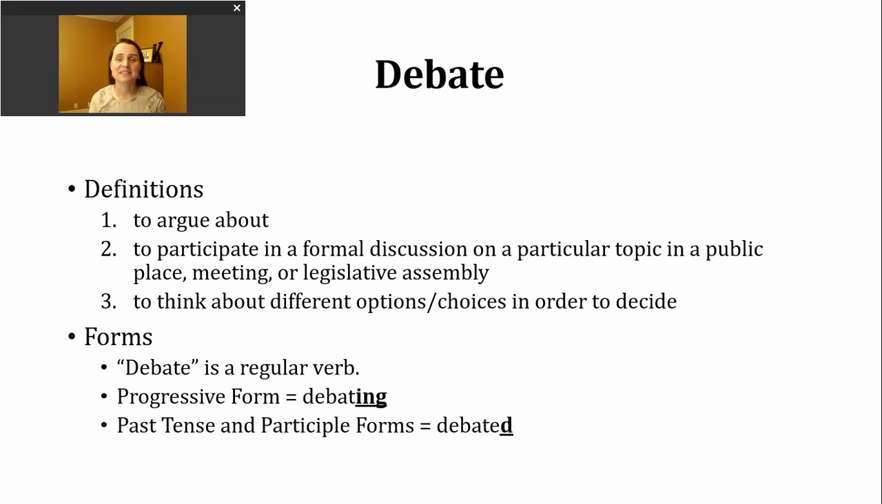Debate is a regular verb. To make the progressive tense, all you need to do is drop the E and then add ing to form debating. The past tense and participle forms of this verb are made by adding D, since the verb already ends with an E. Now, you'll notice the verb debate ends with a T sound. So the past tense ending is going to make an id sound, like this. Debated, debated.